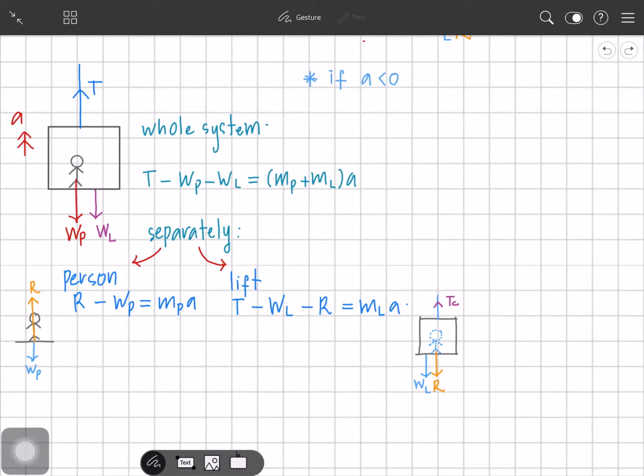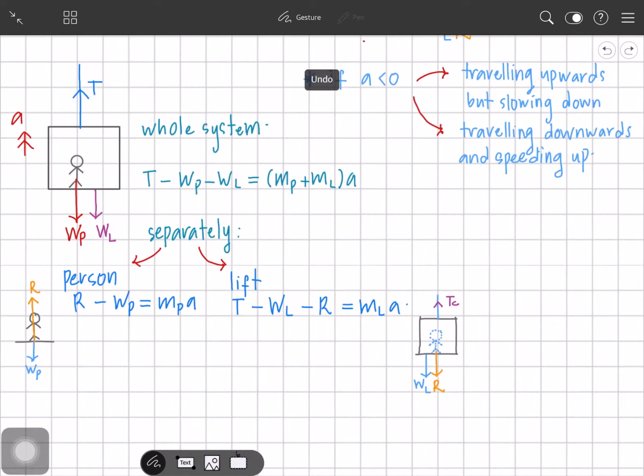If the acceleration value is negative, there are two possibilities. First, the lift is traveling upwards but slowing down, or the lift is traveling downwards and speeding up. There are two possibilities if the value of acceleration is negative.